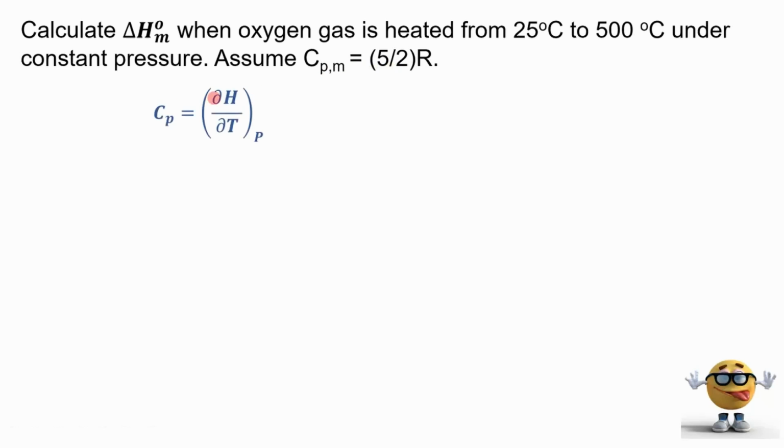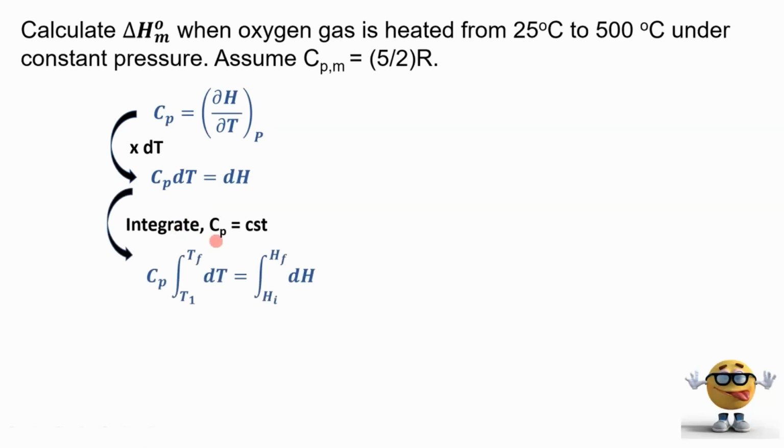Now we're going to start off with our definition of heat capacity at constant pressure. It equals the partial derivative of enthalpy with respect to the temperature holding pressure constant. And from here, we're going to multiply both sides by dT, and now we can integrate. The heat capacity at constant pressure, we're assuming that it's constant over this temperature range. It will vary, but if we assume oxygen's an ideal gas, a perfect gas, then it is constant. So we yank it out of the integral. And from here, the integral of these is just the change in temperature and the change in the enthalpy.